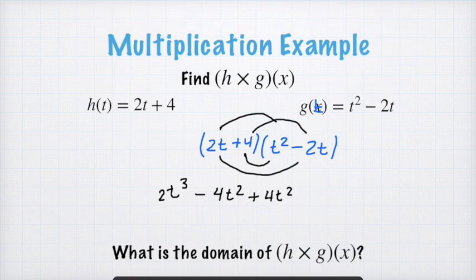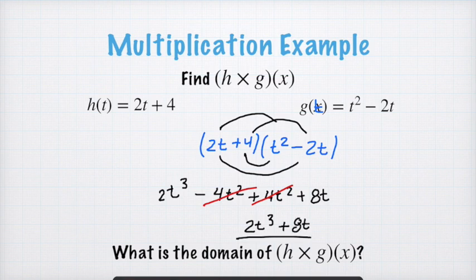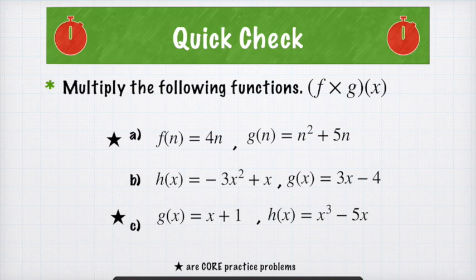And 4 times negative 2t is going to be positive 8t. When we combine the like terms, you'll notice that this one will cancel out with that one, and we're going to end up with 2t cubed plus 8t. And that will be our final answer for this one. Now it's time for the quick check. We're going to just multiply the functions. So we're going to do it the same way that we've been doing it, and I'll let you pause and go through that.